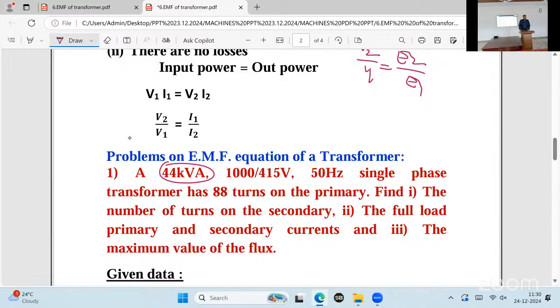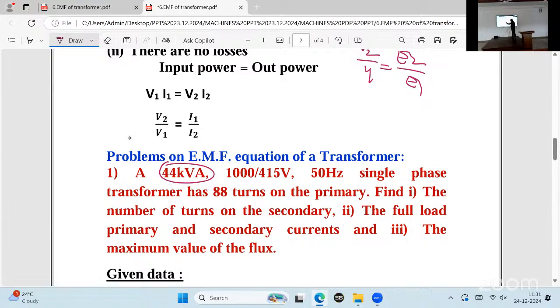Look at the design. What is V1? V1 is equal to E1. It is an ideal transformer. The assumption is an ideal transformer, not a practical transformer: no voltage drop, no power losses. Therefore, this is V1 I1 on the primary side, and this is V2 I2 on the secondary side. V1 is equal to E1 is equal to 1000. V2 is equal to E2 is equal to 415.